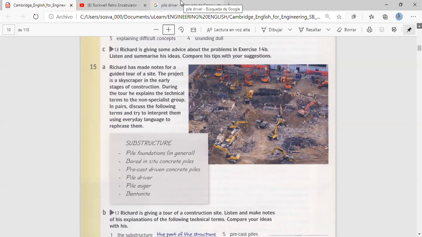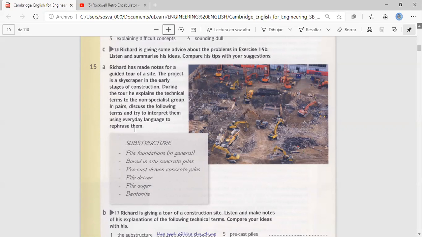No, it's driver, not pile driver. Espiga. I don't remember the name of the thing. Actually, it's the thing that makes the hole. Okay, that's part of it. And the last one is the bentonite. Bentonite, yes, I remember well.